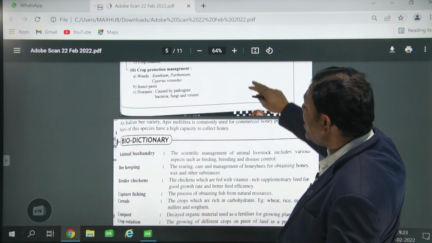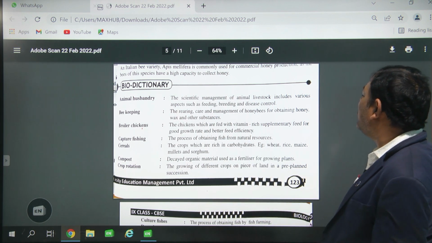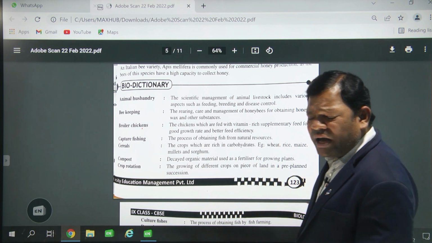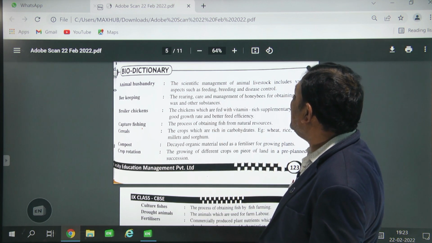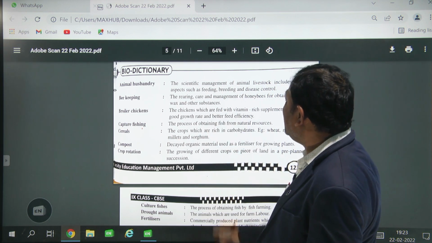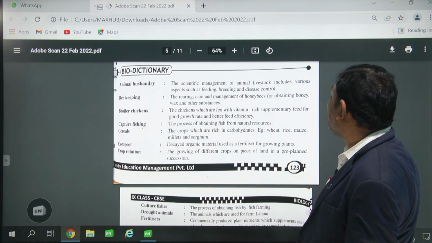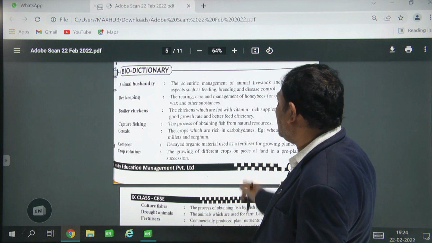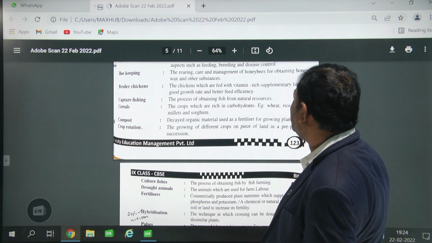Okay. Animal husbandry: the scientific management of animal livestock, including various aspects such as feeding, breeding and disease control, is called animal husbandry. Beekeeping: the rearing, care and management of honeybees to obtain honey, wax and other substances. Broiler chicken: the chicken which are fed with vitamin-rich supplementary feed for good growth rate and better feed efficiency. Capture fishing: the process of obtaining fish from natural resources.